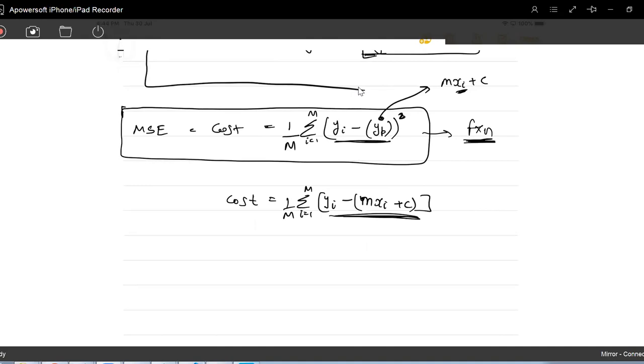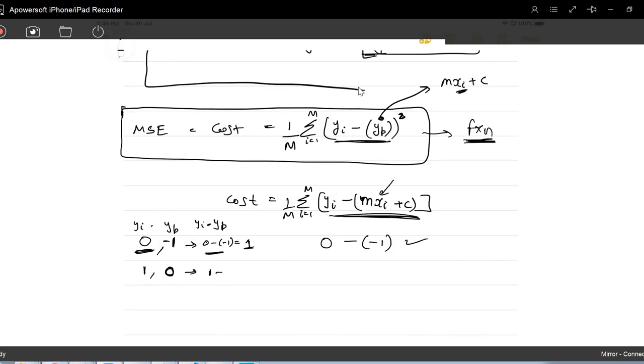Suppose yi is 0 and the prediction that came out is -1. So actual was 0 and I predicted -1. Now for another sample, actual is 1 and I predicted 0. If I find yi minus y predicted, what will be the value over here? 0 minus -1 will be +1, since the negative gets added.